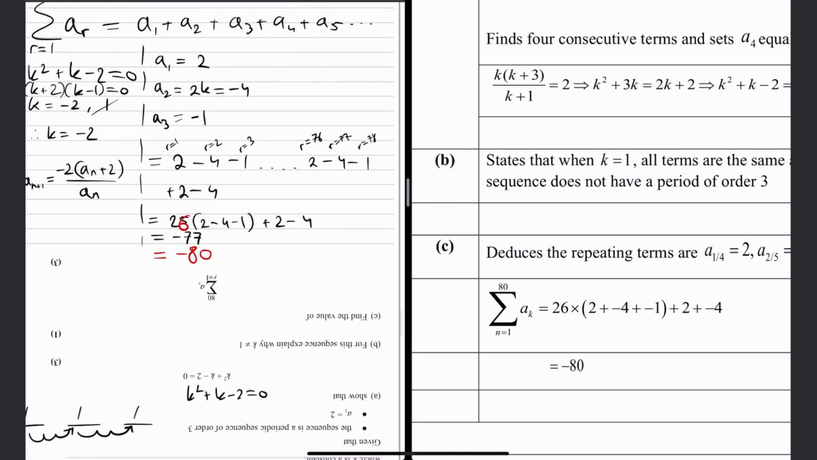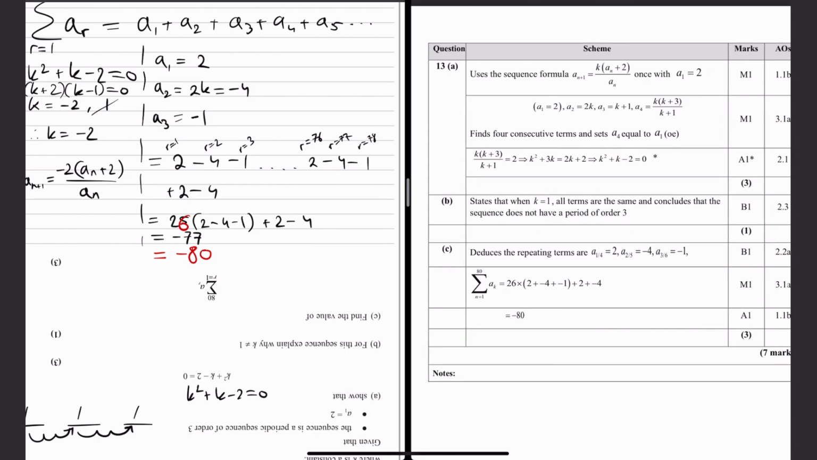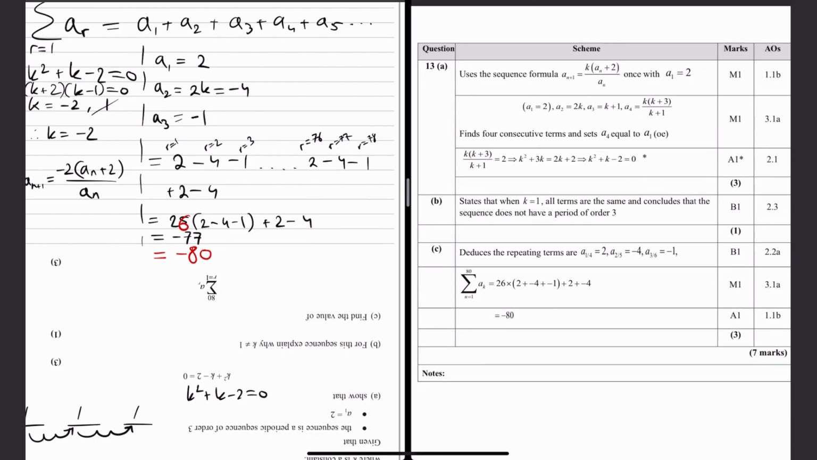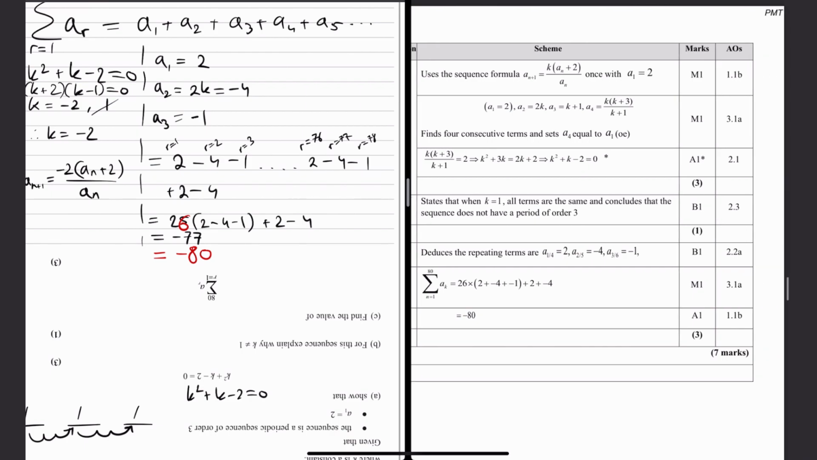So honestly, I don't know how many marks I would have lost here. Let's just read the mark scheme. So, okay, we did get mark B1. We didn't get these two because we put 25 instead. So that is a -2.